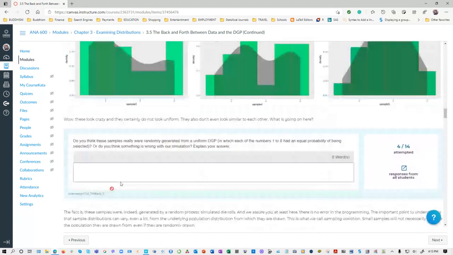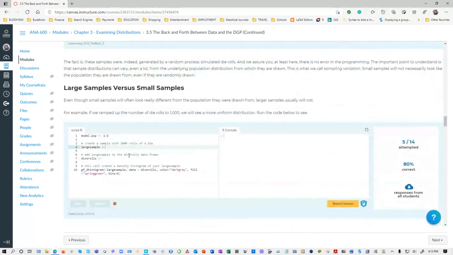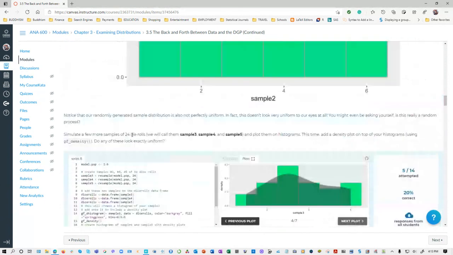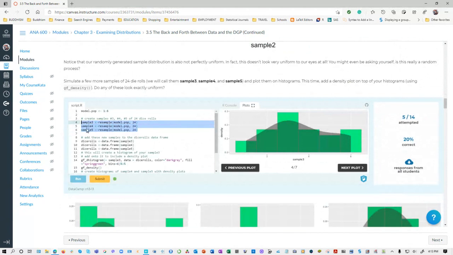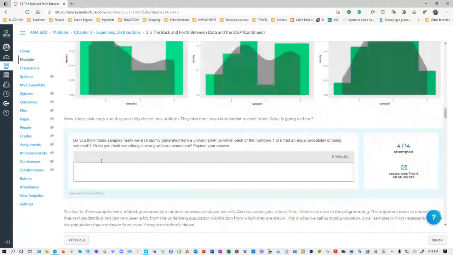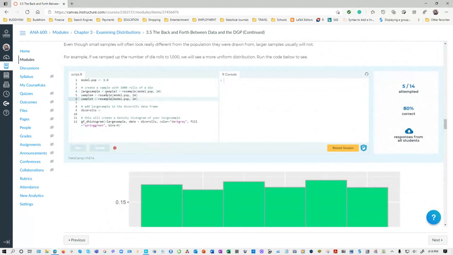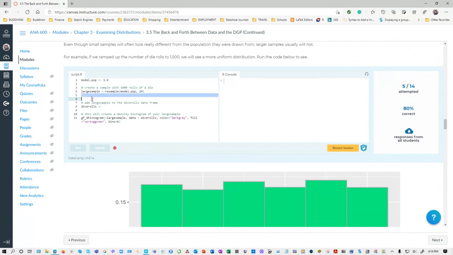So that's what they were talking about over here. Instead of using a small sample, now we're going to increase the sample size and see what happens. They say increase this one to 1,000. It has been named large sample instead of sample 1, 2, 3, 4, 5, and it's 1,000.